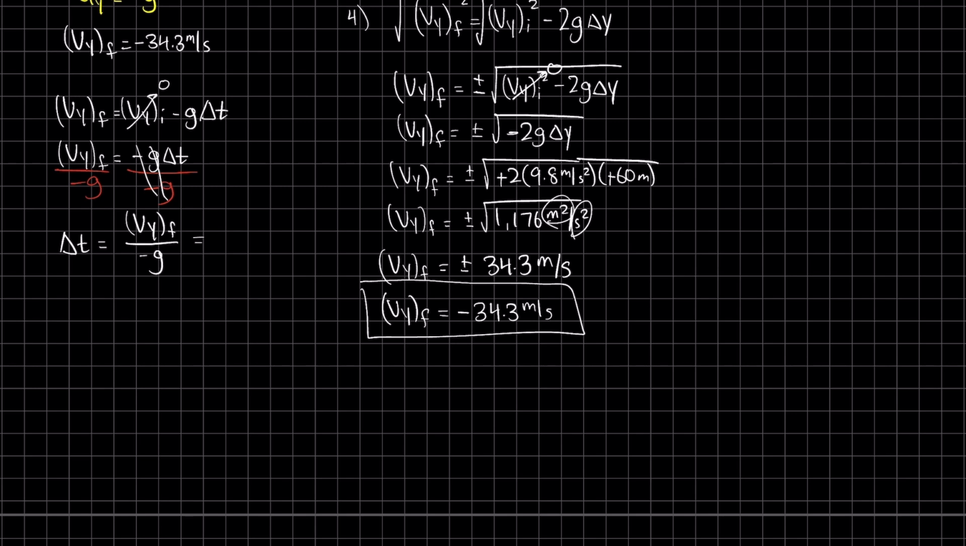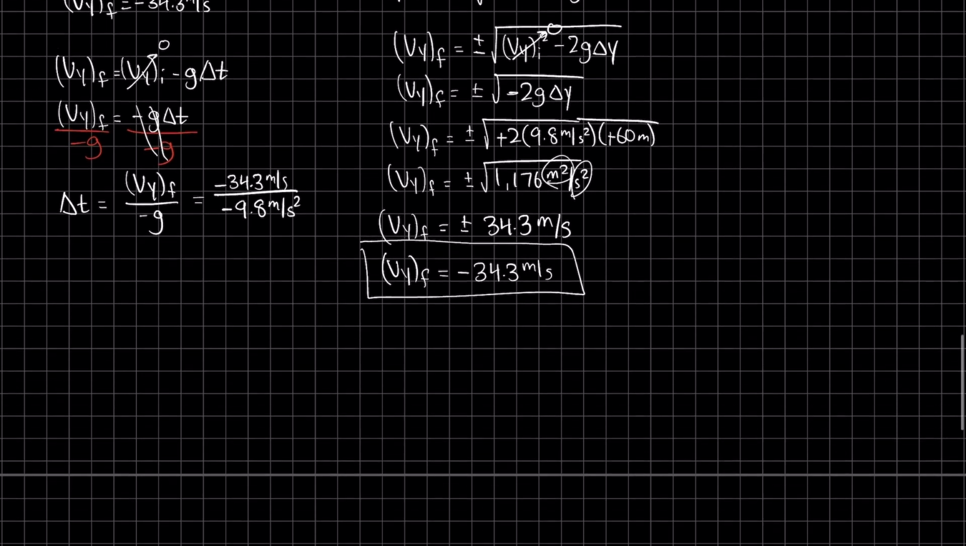I just found that my final velocity was negative 34.3 meters per second, and my negative g is negative 9.8 meters per second squared. Notice, if my value for the final velocity were positive, if I had chosen this positive answer, or if I had chosen positive root, then it would be up here as well. A positive divided by a negative is a negative. I cannot get a negative time interval. That does not make any physical sense. So this is another way I can check that my answer initially was correct.